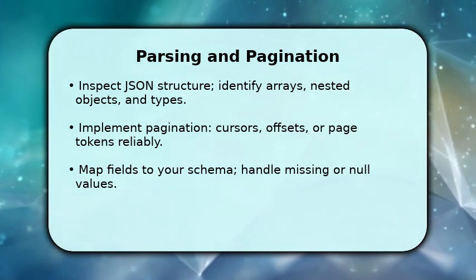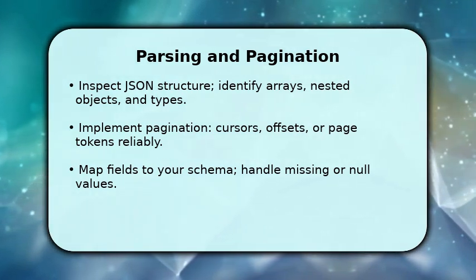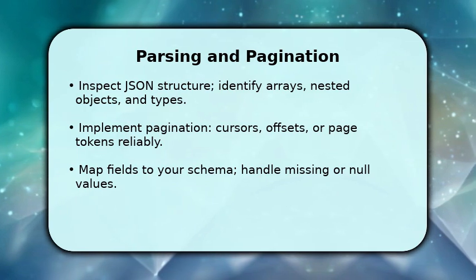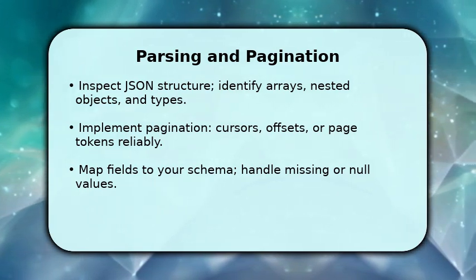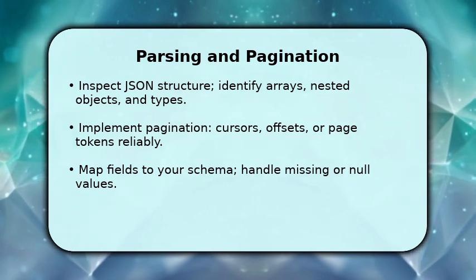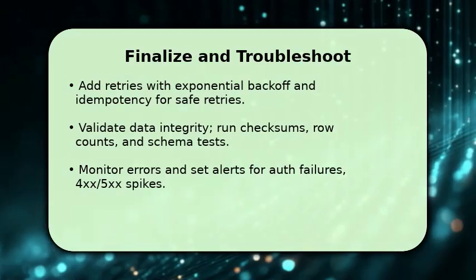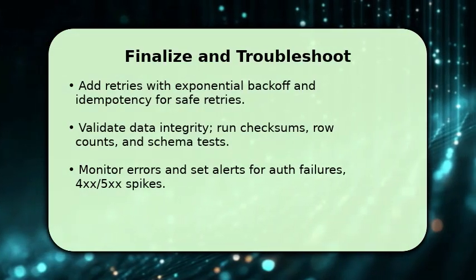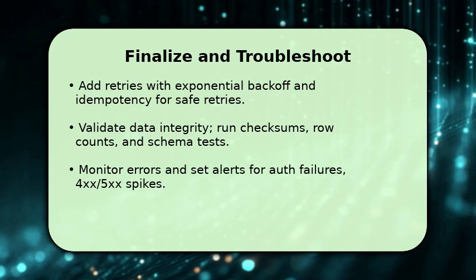Once implemented, batch requests and respect rate limits. This prevents throttling. Make sure to normalize dates and types during ingestion to finally wrap extraction with reliability. Add retries with exponential backoff, idempotency keys for safe replays, and graceful handling of partial failures.